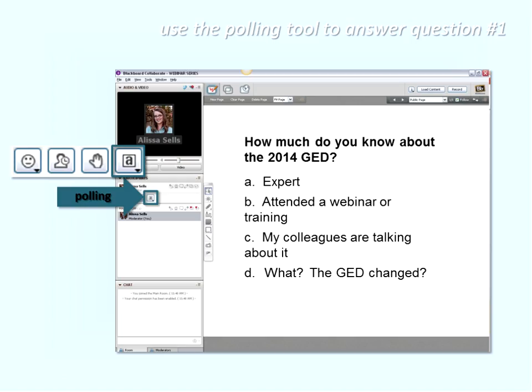On the next slide, we're just going to experiment with the polling feature. So I'm going to set up the poll. It's A through D, multiple choice. How much do you know about the 2014 GED? Are you an expert? Have you attended a webinar or training? My colleagues are talking about it, or GED what? The GED has changed. So if you could go ahead and fill out that poll.